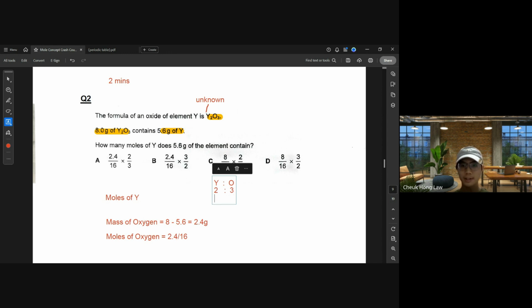And then we know that oxygen is 2.4 divided by 16. To convert from 3 to 2, I will have to multiply by 2 over 3, right? 3 times 2 over 3 will give me 2. So moles of Y is 2.4 divided by 16 multiplied by 2 over 3. That will be the number of moles of Y. Which means your answer is A, 2.4 over 16 times 2 over 3.